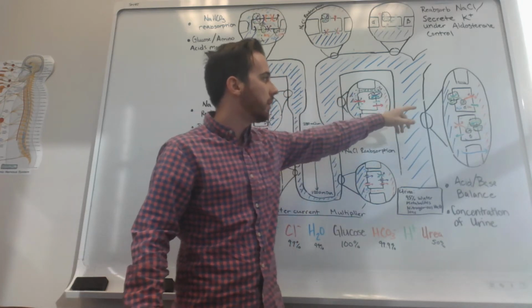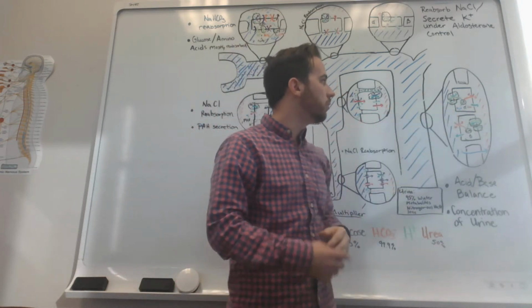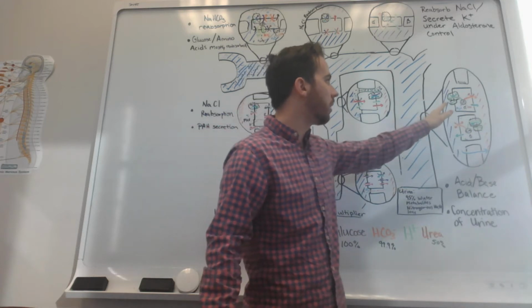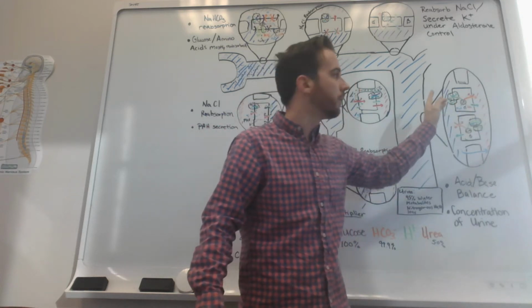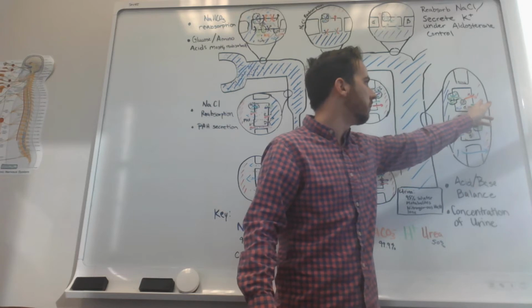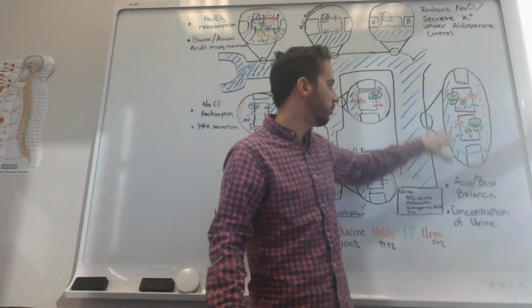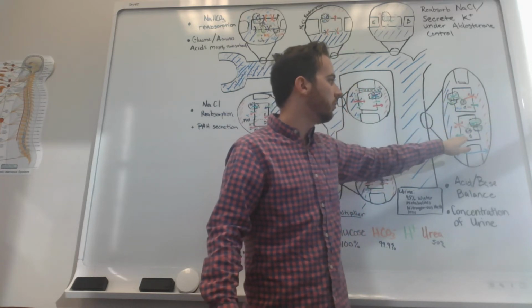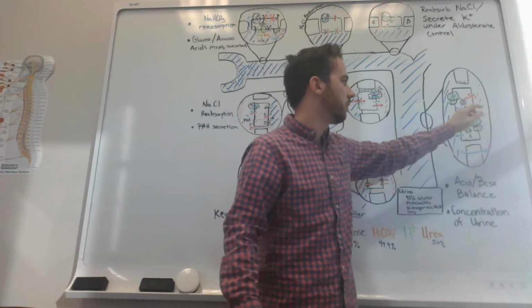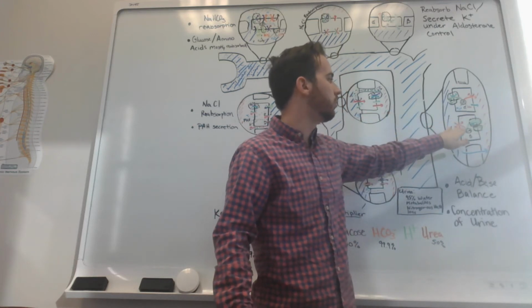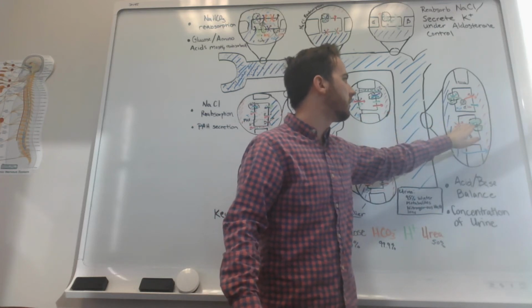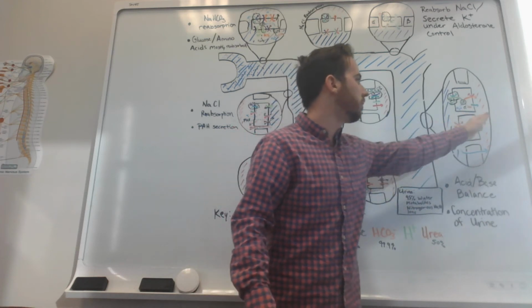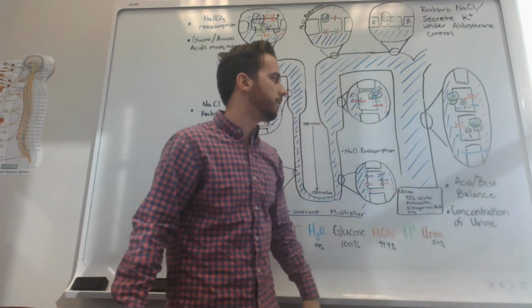The alpha intercalated cells are going to move bicarbonate into the blood, okay? So bases back into the blood and acids into the urine. And beta intercalated cells are going to move exactly the opposite. They're going to move acids into the blood and bicarbonate into the urine.